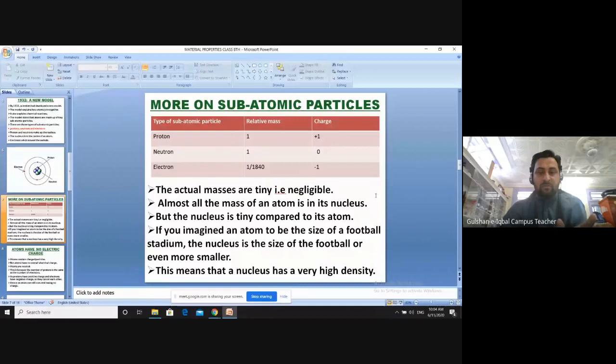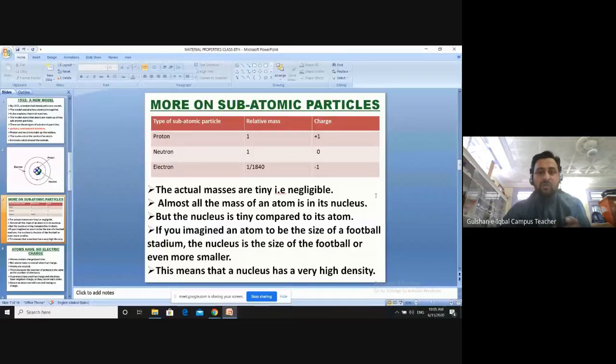But as compared to an atom, the nucleus is very, very small. Okay, imagine an atom is the size of a football ground. Its nucleus will be like the football present in that ground, or you can say even smaller than the football as well. The atom is very big. As compared to the atom, the nucleus is very small, but all the mass of the atom is present in its nucleus. The remaining space of the atom is empty.